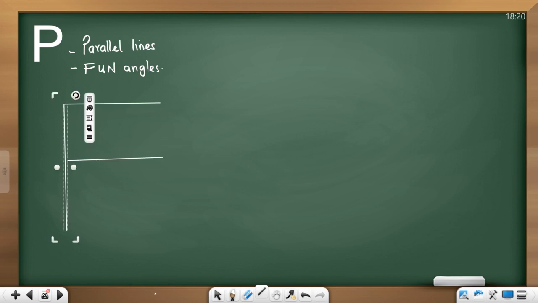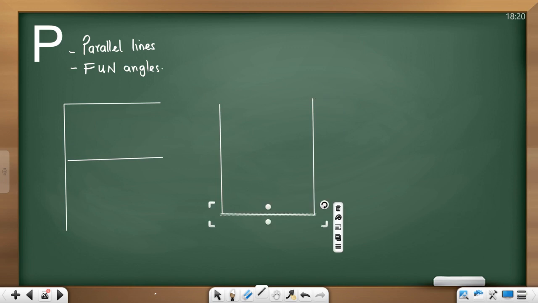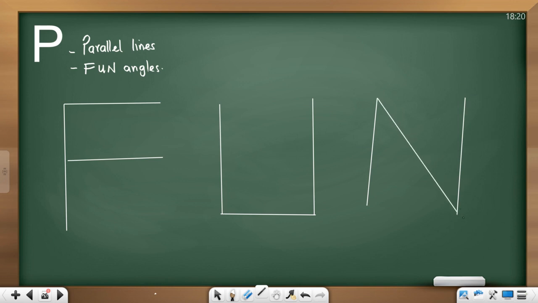F, U, and N. Mind you, the N could be in any shape. What we need to see is that these lines are parallel. Okay, now this angle would be equal to that angle. It's underneath, all right? And what do we call this? Corresponding angles.